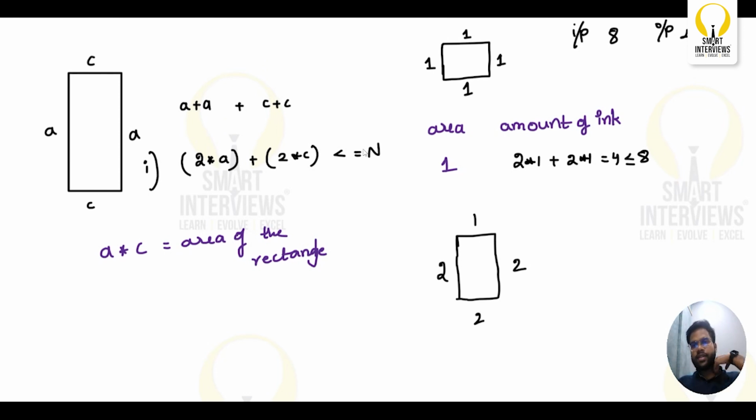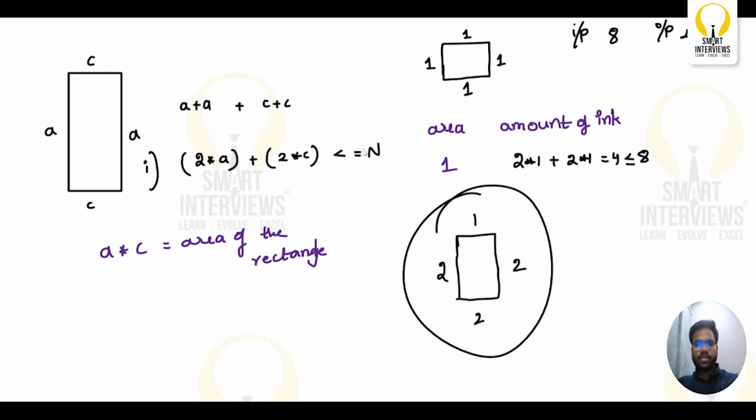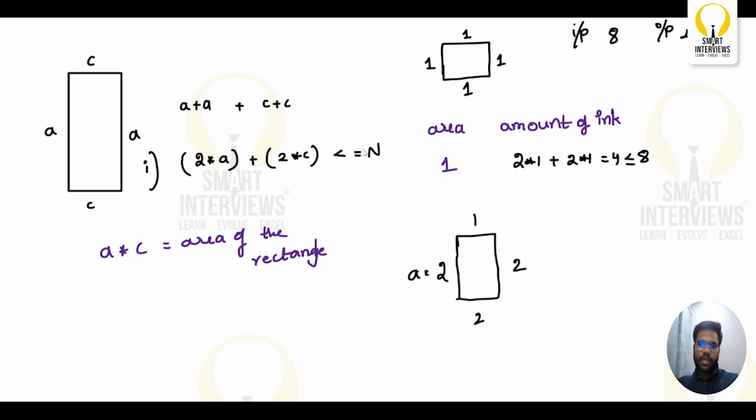Now how can we find the amount of ink consumed to draw this rectangle? I'll replace A with 2 and C with 1. The amount of ink consumed will be 2 into 2 plus 2 into 1, which is 4 plus 2, 6, which is again less than or equal to 8. That means he can draw a rectangle of length 2 and breadth 1 with the ink present in his pen. What is the area of this rectangle now? 2 into 1, which is greater than the previous rectangle we drew.